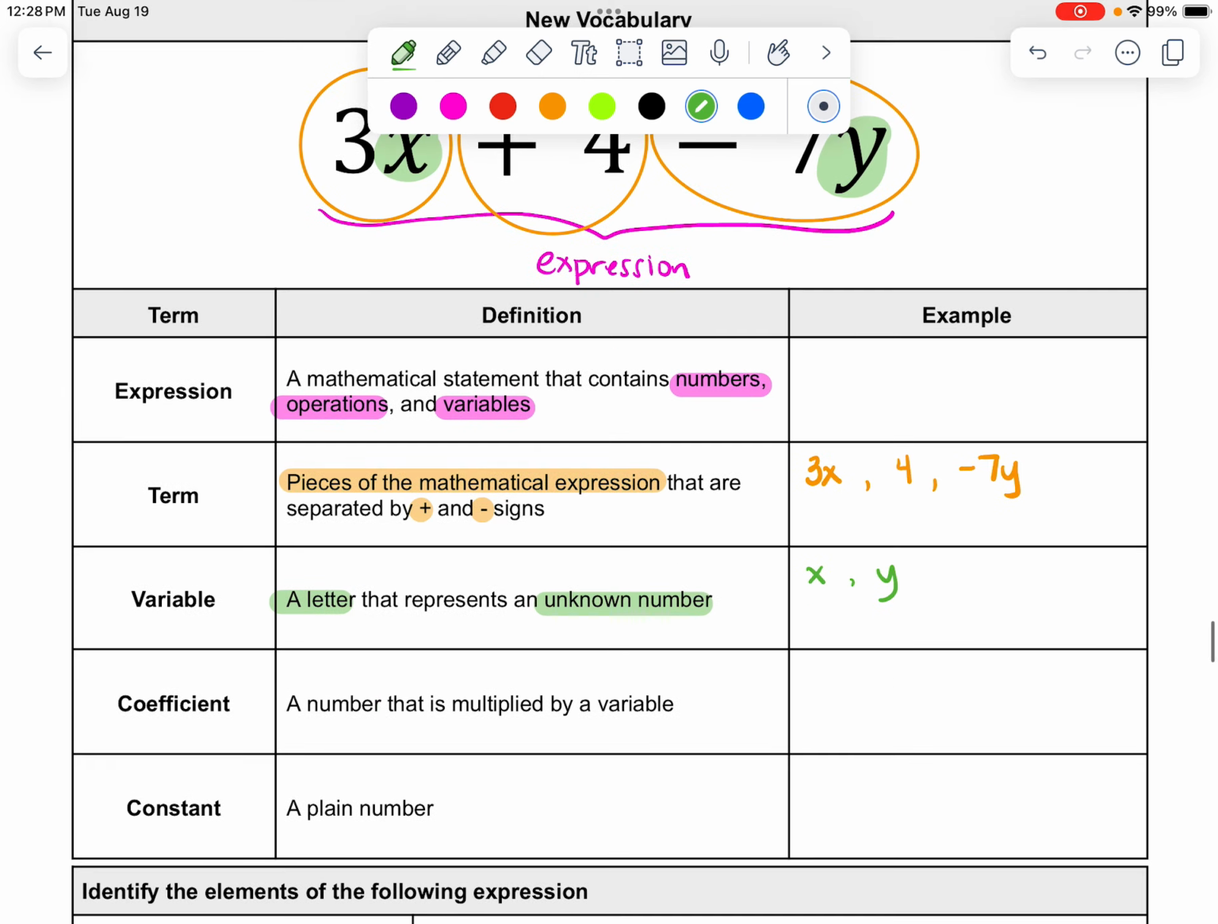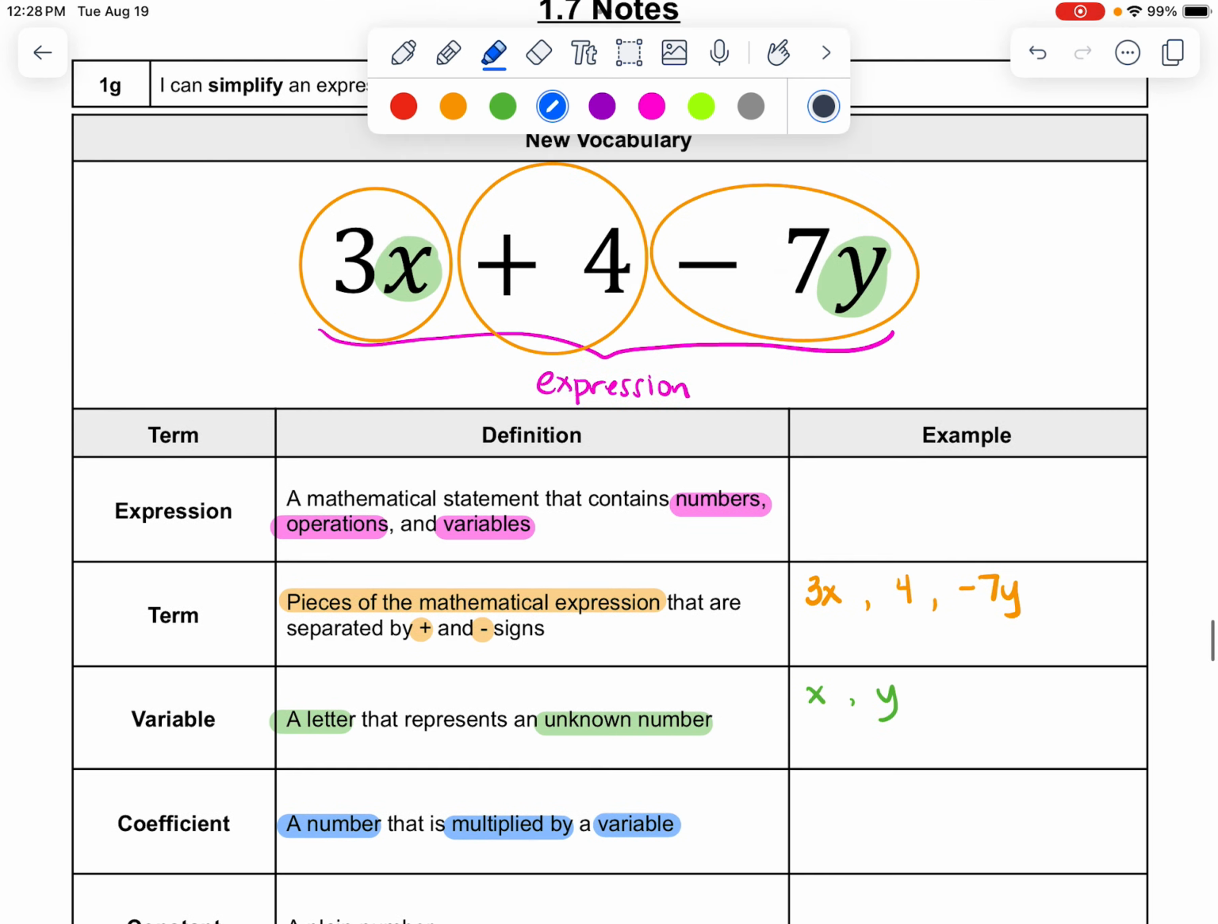Next, we have the word coefficient. A coefficient is just a number that is being multiplied by a variable. So remember that 3 and that negative 7 that we said were not variables? Since those are numbers that are being multiplied by a variable, those are what we call coefficients. So we would say 3 is one of the coefficients and negative 7 is another coefficient.